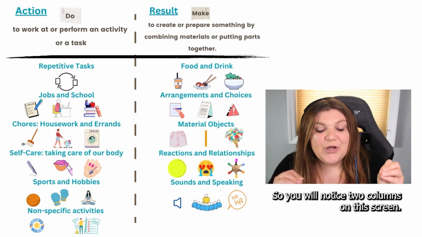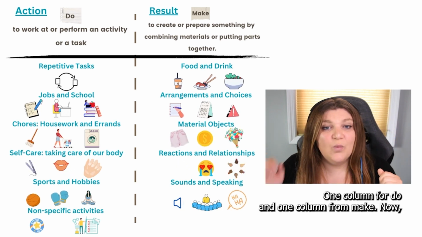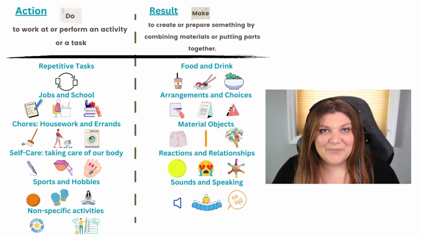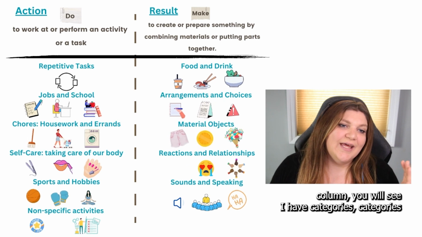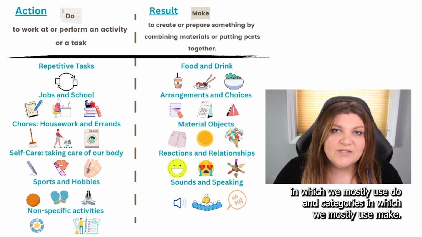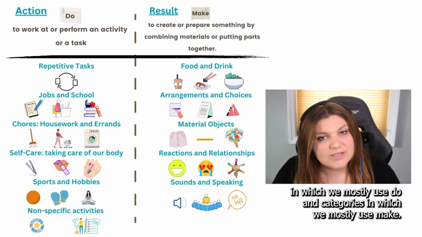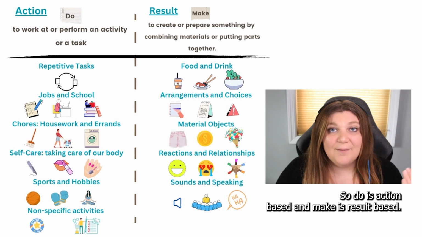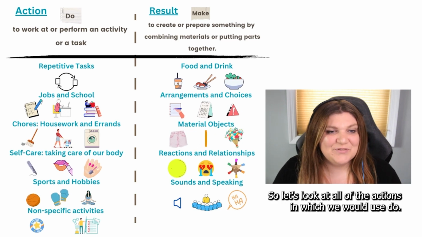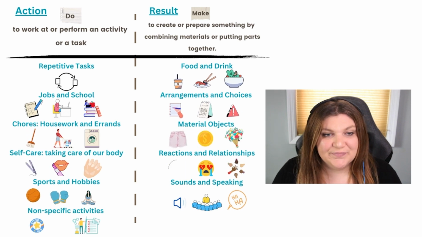So you will notice two columns on this screen, one column for do and one column for make. Now, under each column, you will see I have categories in which we mostly use do and categories in which we mostly use make. So do is action-based and make is result-based, right? So let's look at all of the actions in which we would use do.